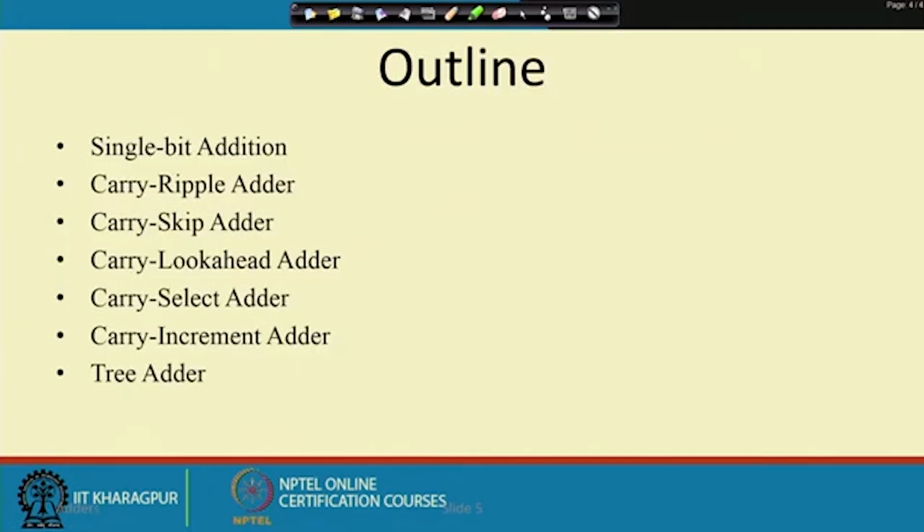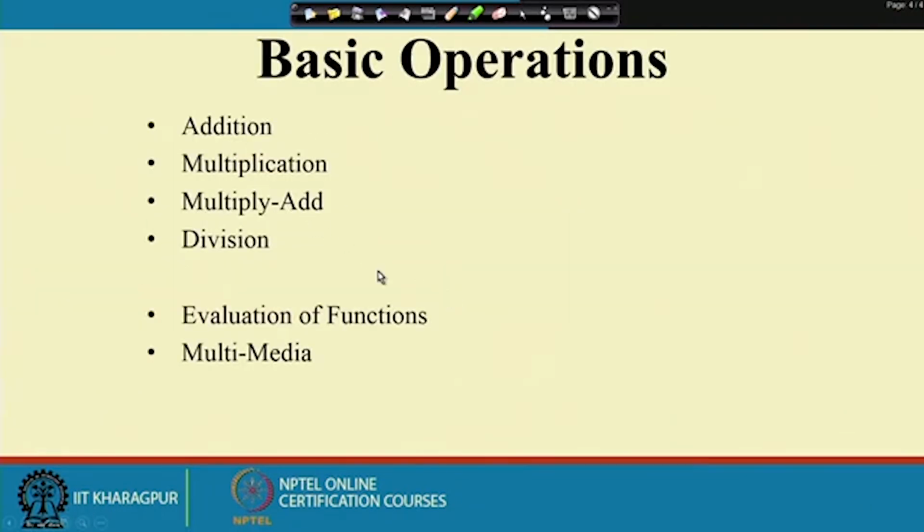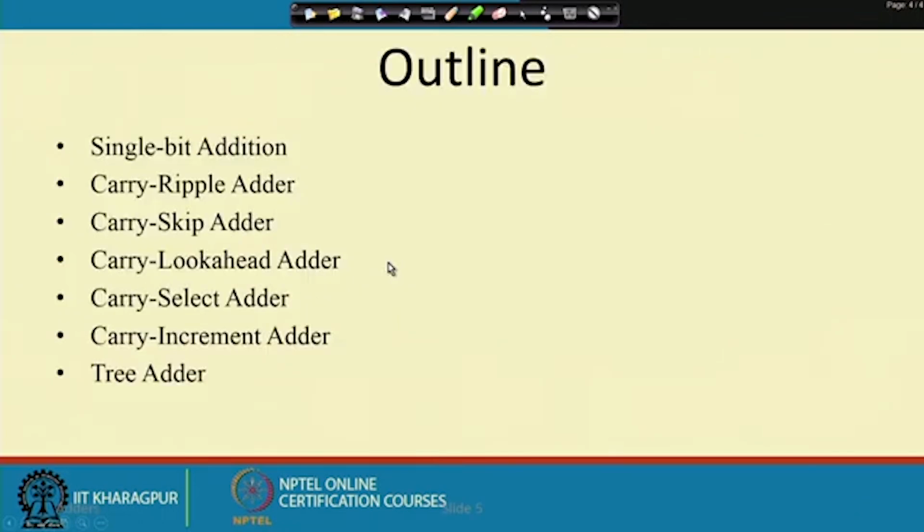So, if we start with the addition operation first, there are several adder architectures. Here I have listed only a few of them. It is not that all adder architectures are listed in this presentation, but we will see more of them as we continue with this lecture series.